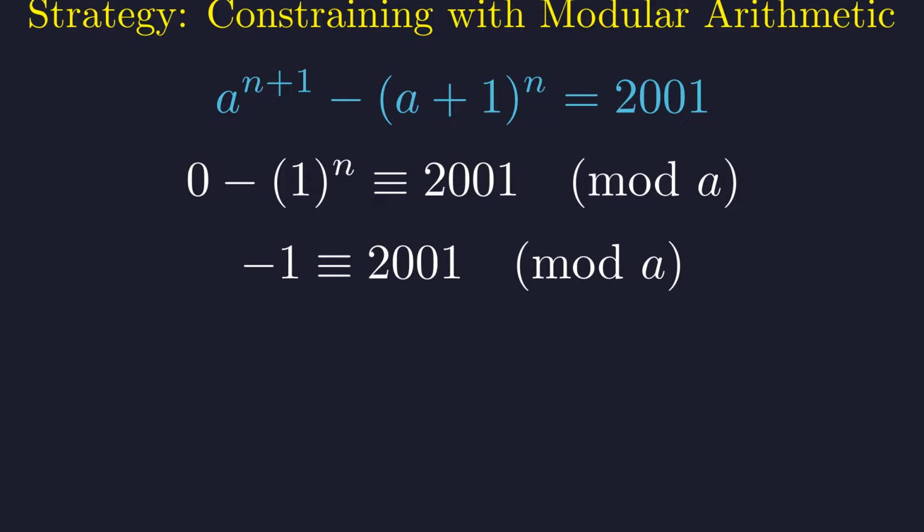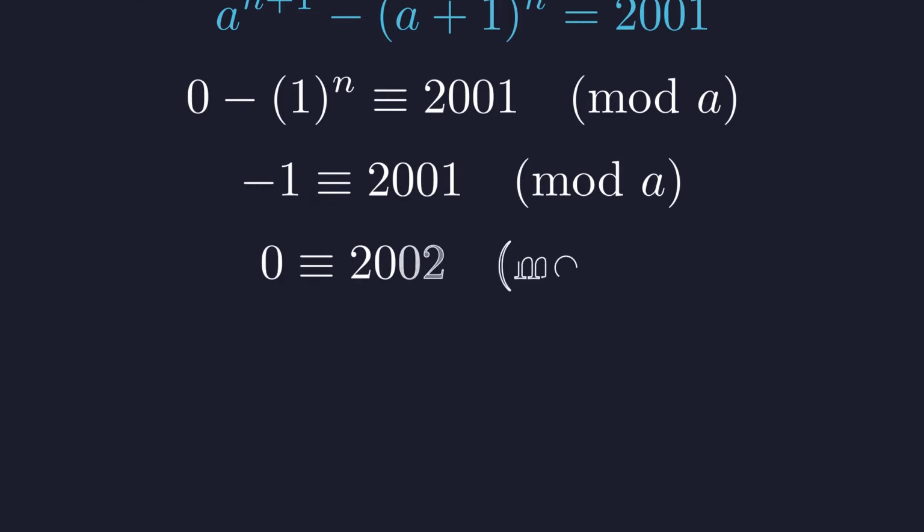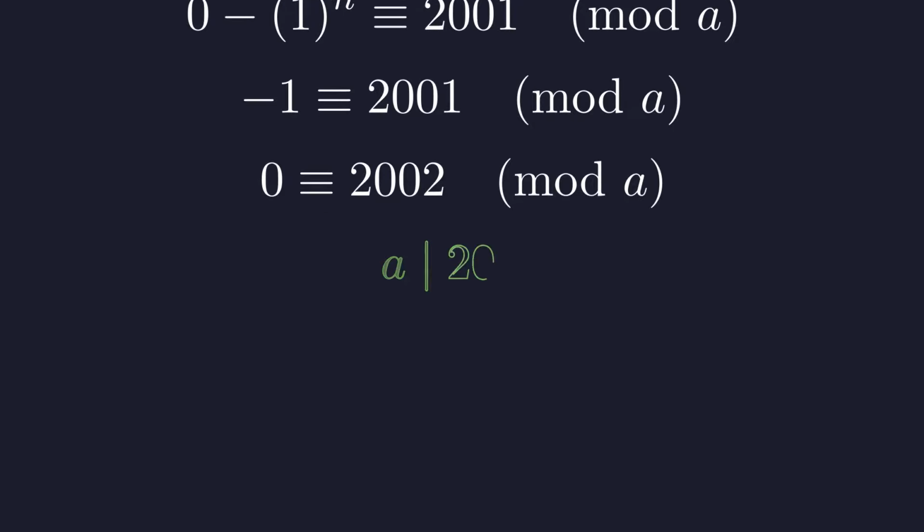Since 1 to any power equals 1, we have negative 1 congruent to 2001 modulo a. Adding 1 to both sides gives us our first crucial constraint. a must divide 2002. This is our first major breakthrough. We've narrowed down a to be one of the divisors of 2002.